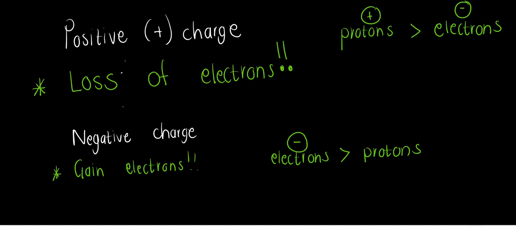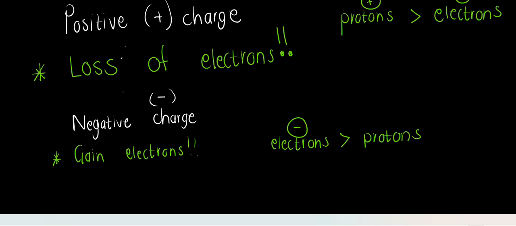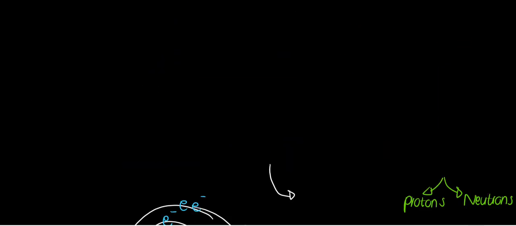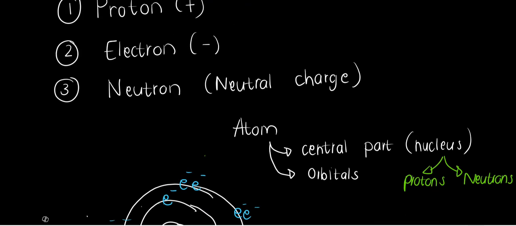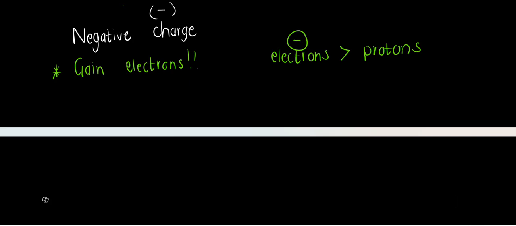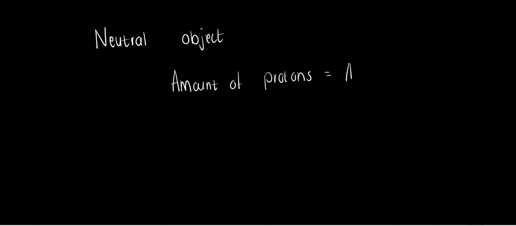So in electrostatics, we will talk about how these charges are actually obtained. Let's see. What is a neutral object? A neutral object is when the amount of protons equals the amount of electrons.